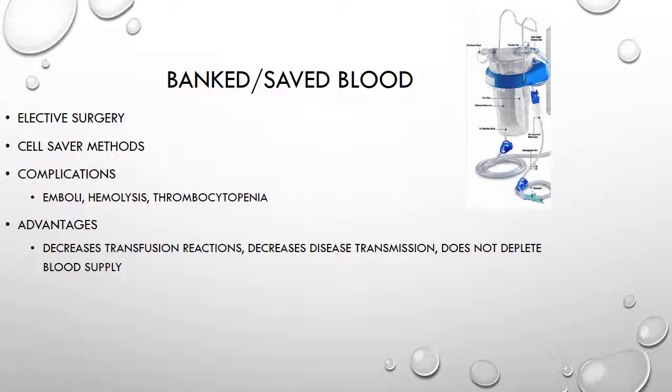Some of the complications that we can have with the cell saver method are emboli. We can have an emboli actually introduced back into the bloodstream from a clot formed in the blood. We can have hemolysis of the blood. So if we hemolyze or break down the blood components, those components are released into the body. We're definitely worried about potassium, probably one of the biggest concerns we have with hemolysis of the actual blood. And thrombocytopenia. We can have a drop in platelet counts as a reaction to receiving that blood.